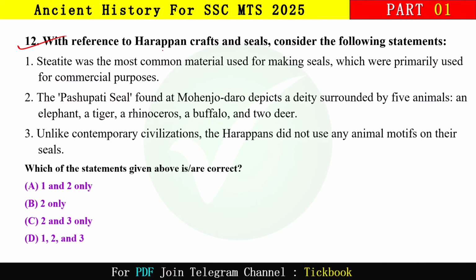Question 12, with reference to Harappan crafts and seals, consider the following statements. Option number A, 1 and 2 only. Number 1, steatite was the most common material used for making seals, which were primarily used for commercial purposes. Number 2, the Pashupati seal found at Mohenjo-daro depicts a deity surrounded by 4 animals: an elephant, a tiger, a rhinoceros, a buffalo, and 2 deer.